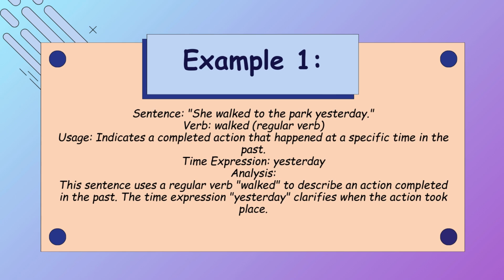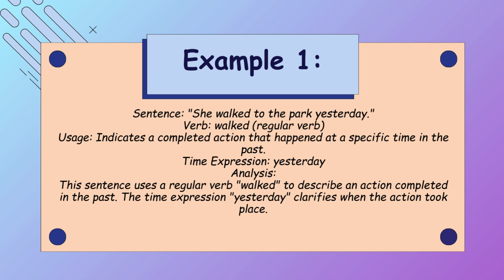Here in this sentence we have the verb walked. It is a regular verb. The usage indicates a completed action that happened at a specific time in the past. We have the adverb of time, or the time expression, yesterday. Look at the analysis. This sentence uses a regular verb, walked, to describe an action completed in the past. The time expression yesterday clarifies when the action took place.